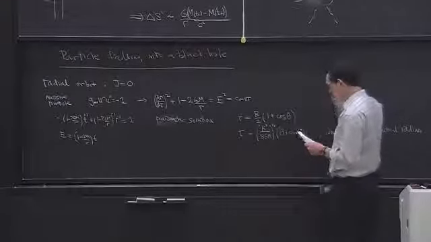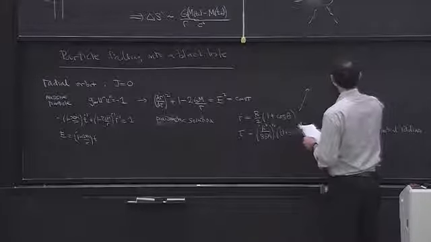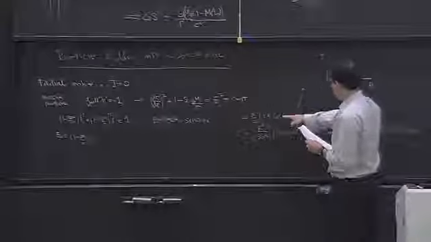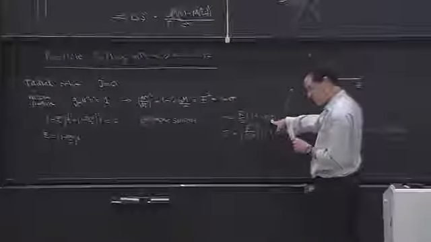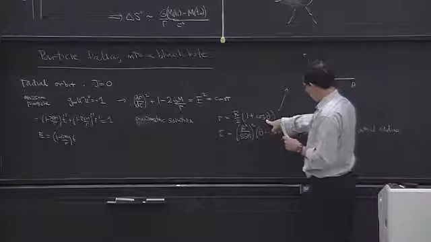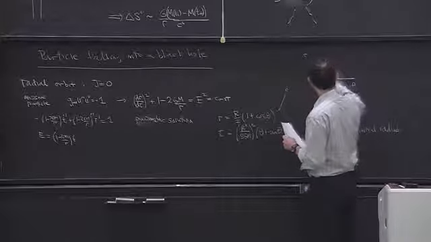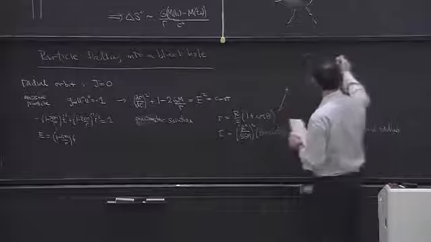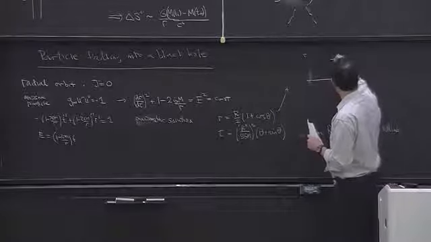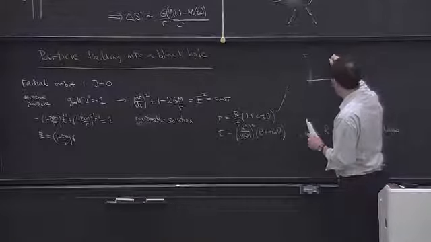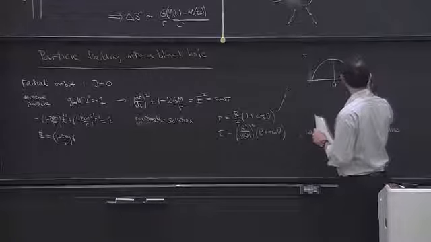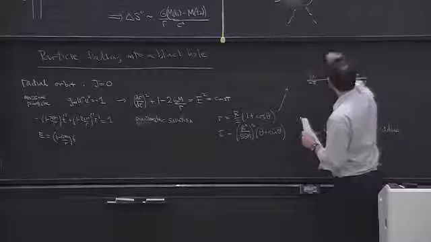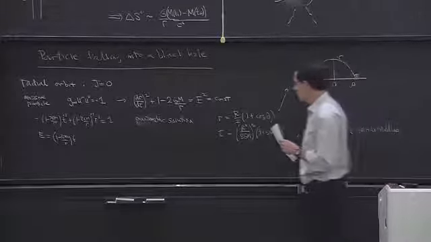What this is, of course, telling you is that if you graph R against theta, theta equals 0 is where R is maximum. Theta equals pi or minus pi, R equals 0. Okay, so this is R of theta.